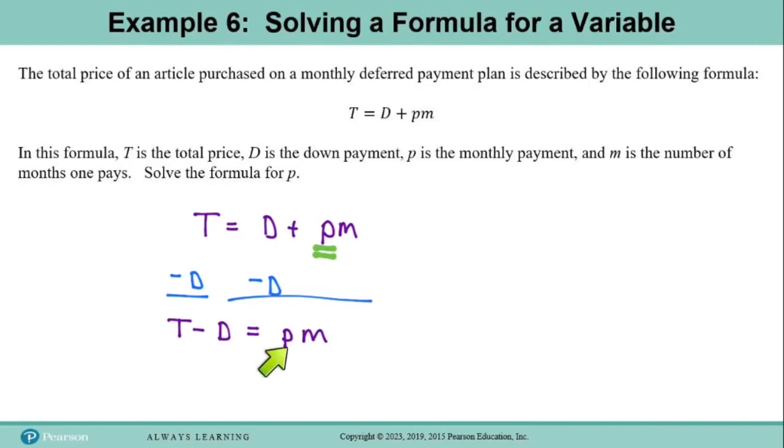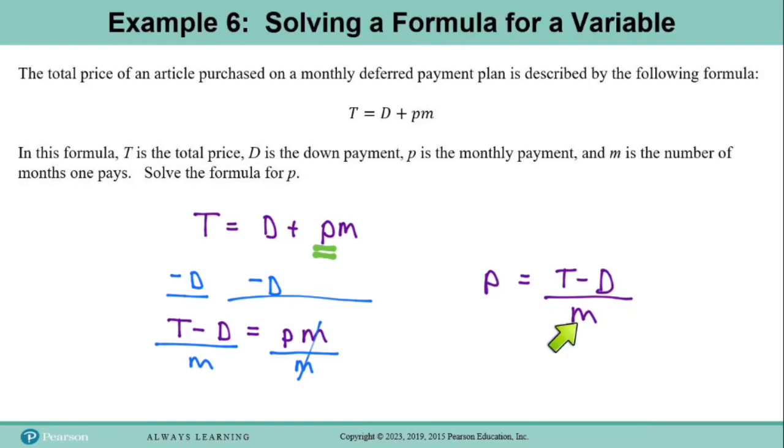Okay, now still trying to isolate the p, it is being multiplied by m. So what's the opposite of multiplication? And that's division. So I need to divide by m on the right side. That means I need to divide by m on the left side. And so that's going to divide out the m's on the right, and that will leave me with p equals all of this. It's on the left side right now, but if I start with p equals, then on the right side I'll have t minus d all over m.